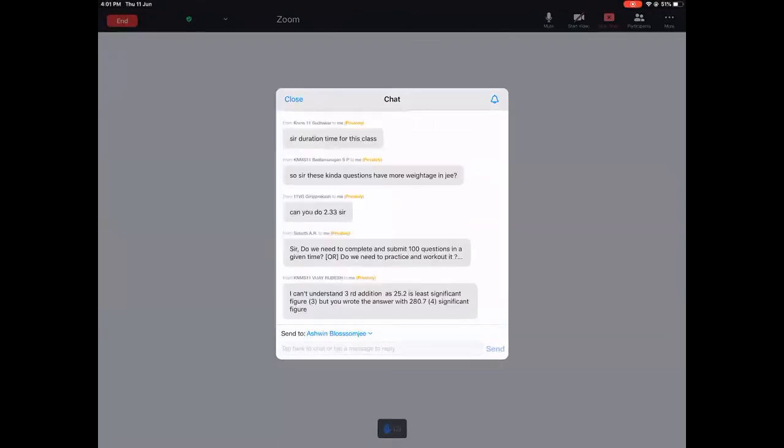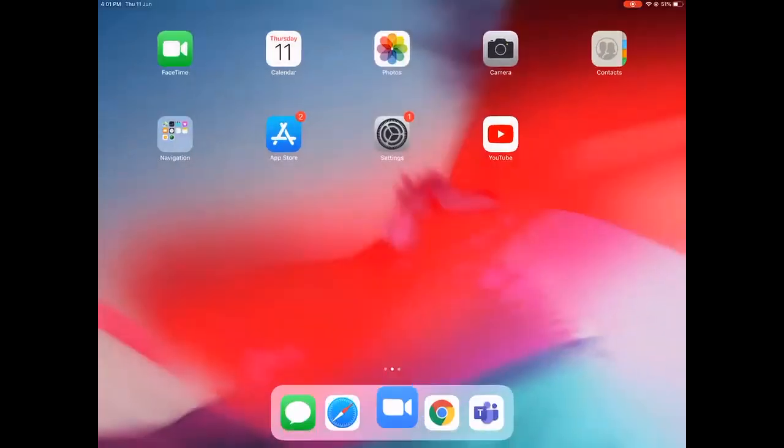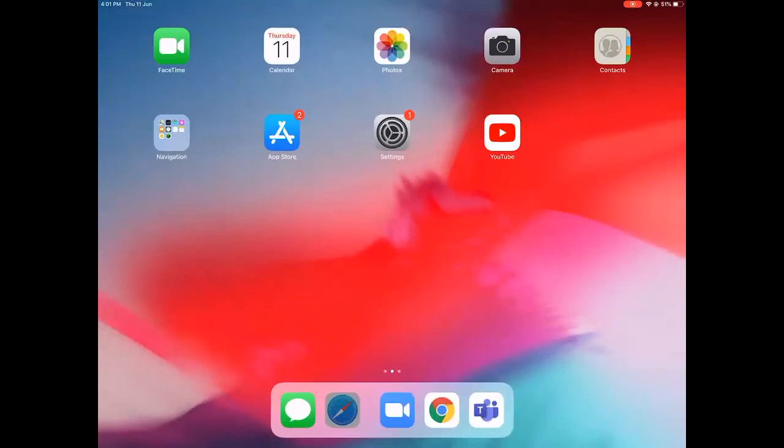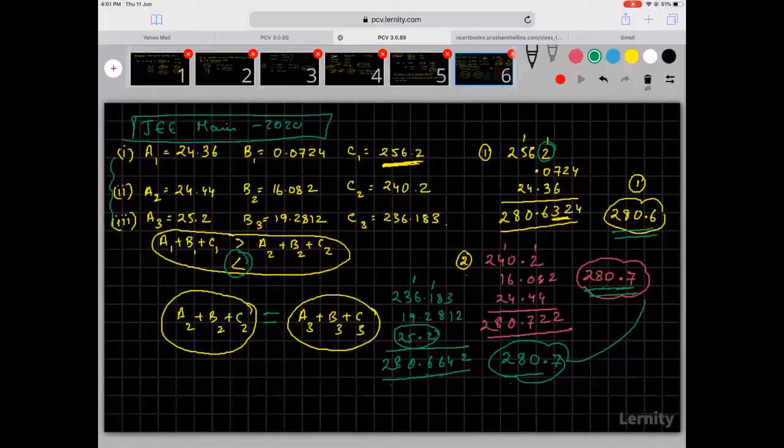As 25.2 is least significant figure, but you wrote the answer as, yeah. No, see, when you talk about the least, I didn't say significant, I said precise. I'm talking about the precision. Precision means to 1 decimal place. I'm not talking about the number of significant figures. When you report the data, the precision should be equal to the least precise data. Not to do with number of significant figures. It should be to do with the precision.